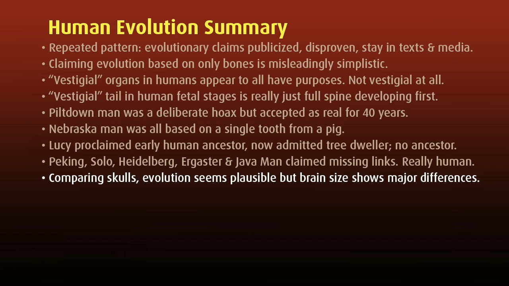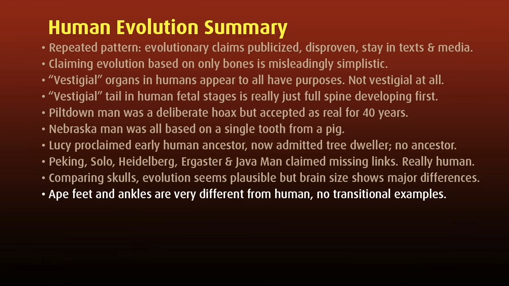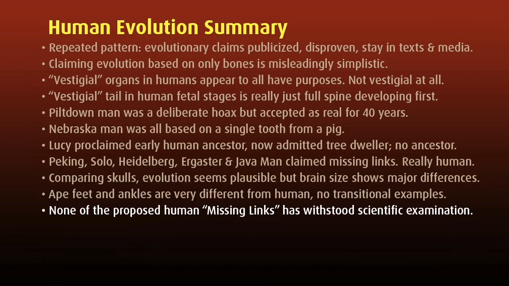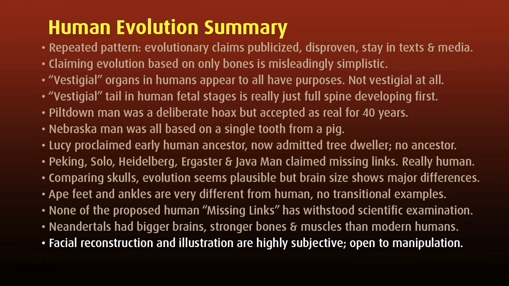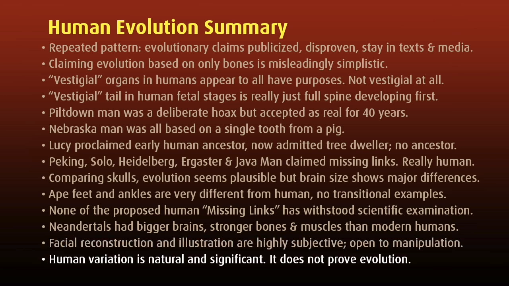Comparing skulls, evolution seems plausible, but brain size shows major differences. Ape feet and ankles are very different from human, and there are no transitional examples. None of the proposed human missing links has withstood scientific examination. Neanderthals had bigger brains, stronger bones and muscles than modern humans. They were not primitive at all. Facial reconstruction and illustration are highly subjective, open to manipulation. And human variation is natural and significant. It does not prove evolution.